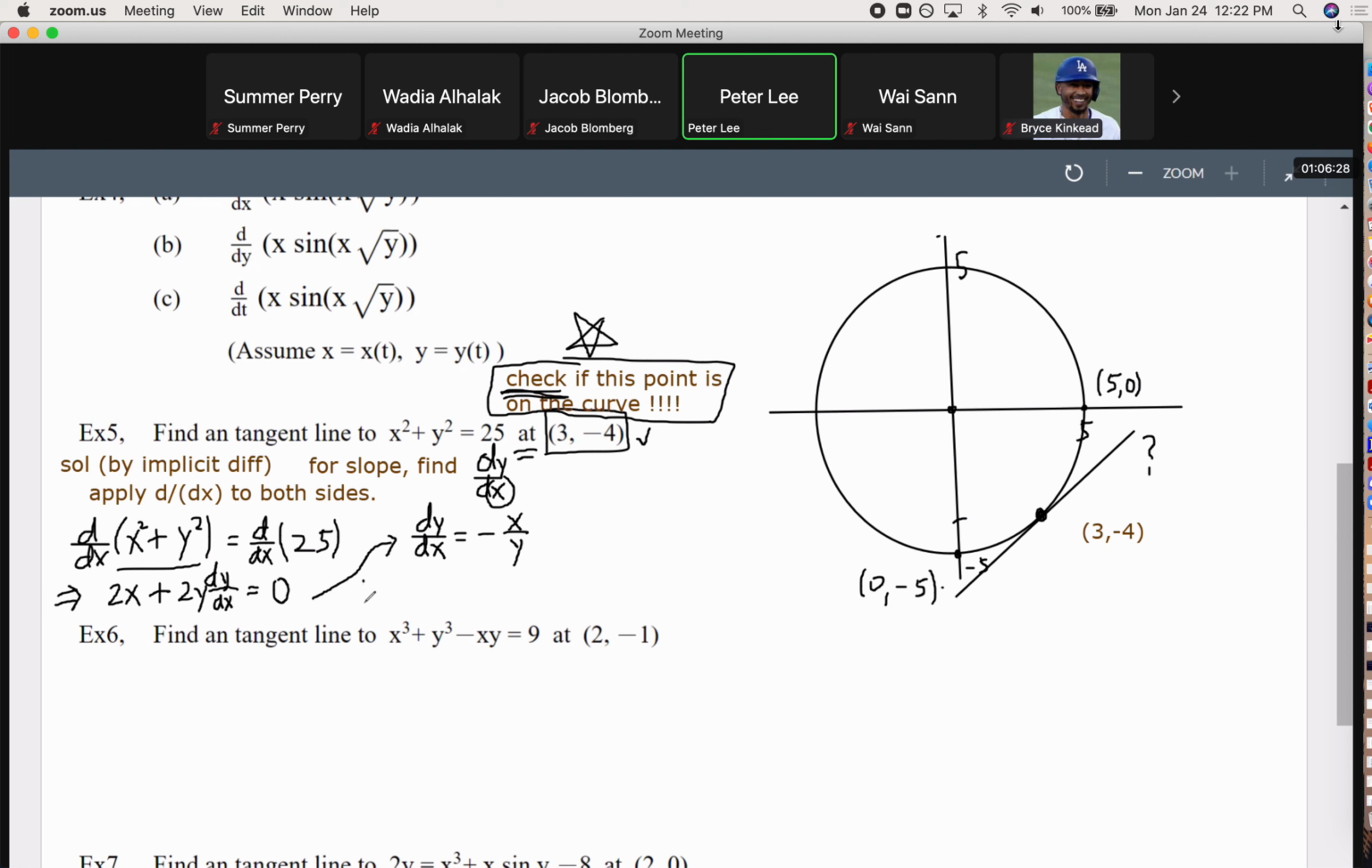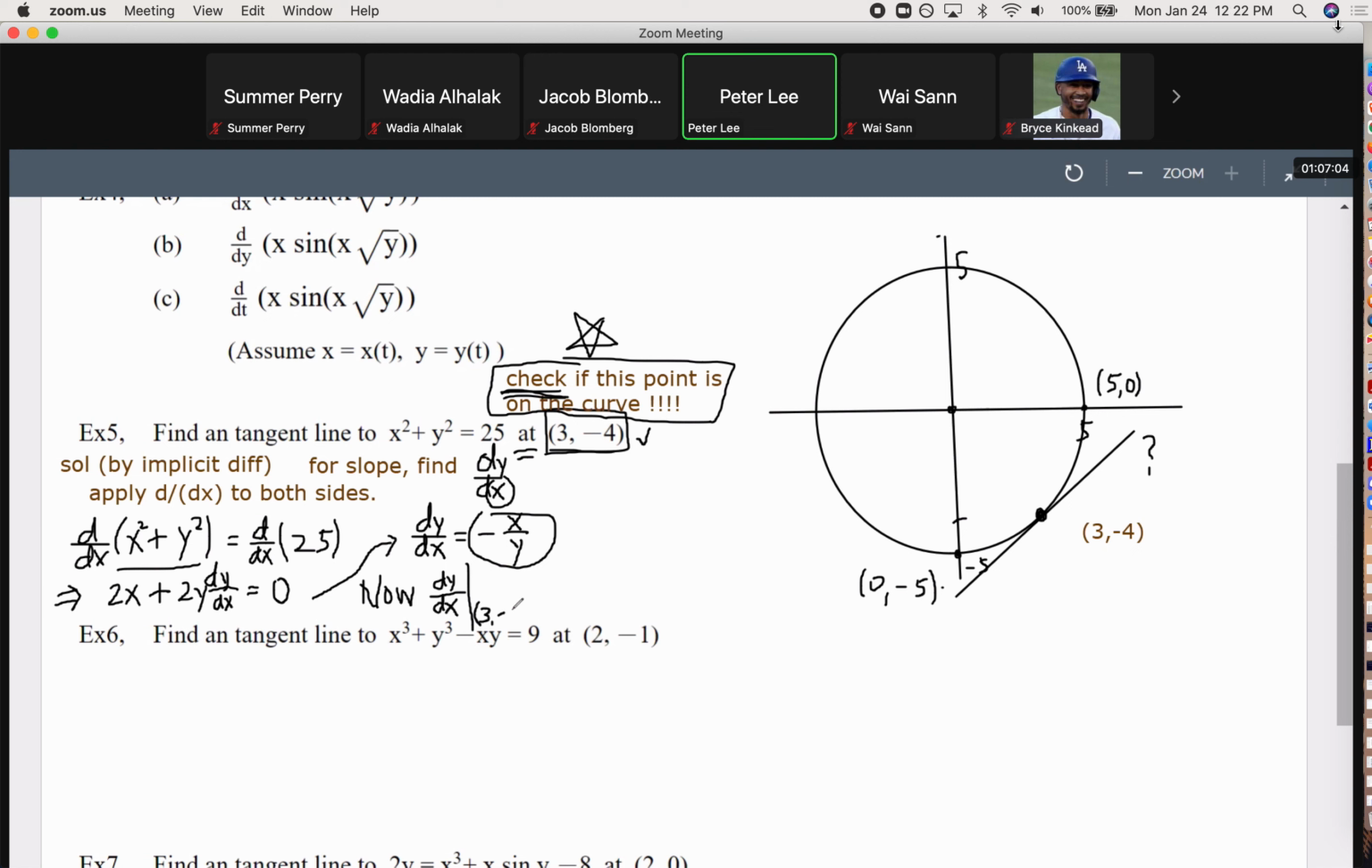Now, how do we find the slope at that point? We must find the dy dx at that point 3 comma negative 4. So how do you do this? We have to evaluate this dy dx. What is the value of dy dx at 3 comma negative 4? Note that in this case, this expression not only has an x, it also has a y. So I'm going to put a vertical line here and evaluate this at 3 comma negative 4.